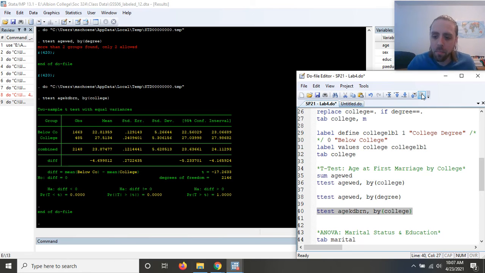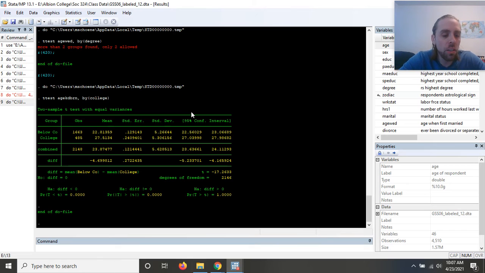Now, generally speaking, most would argue that those with a higher level of education, and specifically those who have finished college, are likely to have children at a later age. That happens in many countries, actually. And so I can see here, let's look at my means, my standard errors, and my standard deviations. The average age of first childbirth for those with less than a college degree is 22.81. And the average age of first childbirth for those with a college degree is 27.5. That's a pretty big difference.